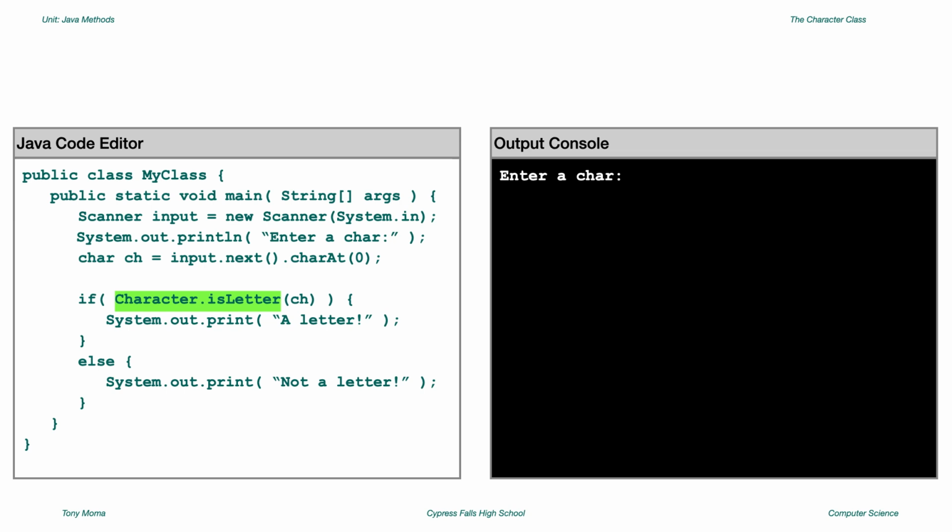Now suppose I execute this program again, and this time I enter a question mark. Once again, question mark is not a letter, thus Character.isLetter returns false, and not a letter gets output to the program.